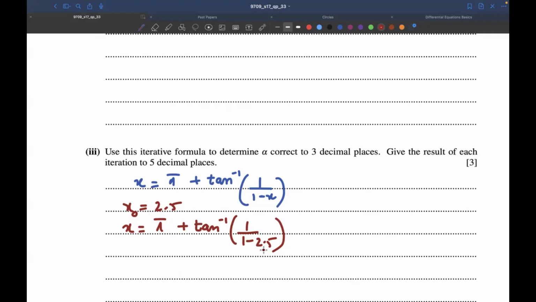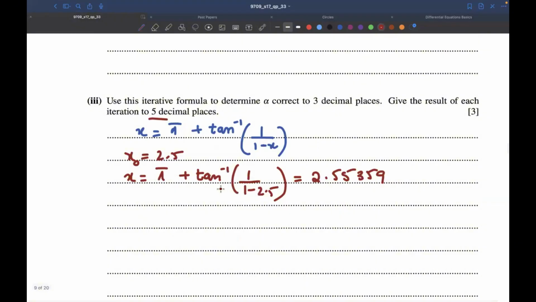So shift, pi plus tan inverse of 1 divided by 1 minus 2.5, which is minus 1.5, and the answer is 2.55. We have to give the result of each iteration to 5 decimal places, so this will be 2.55359. Now we have to make sure that we substitute exactly this value in the calculator to find the next value.